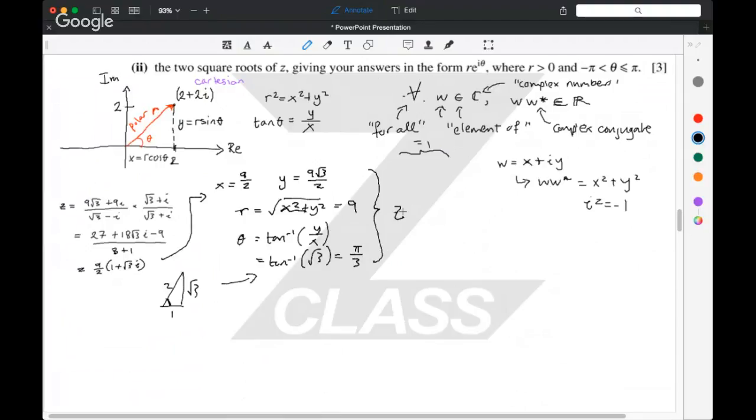So this is our z. z is equal to 9e to the i pi over 3. And that is the expression in polar coordinates. That gives all the information that you need to find that point on the Argand plane. So just to emphasize, this is the Argand plane. Right, so now they're asking us to find the square roots of z.